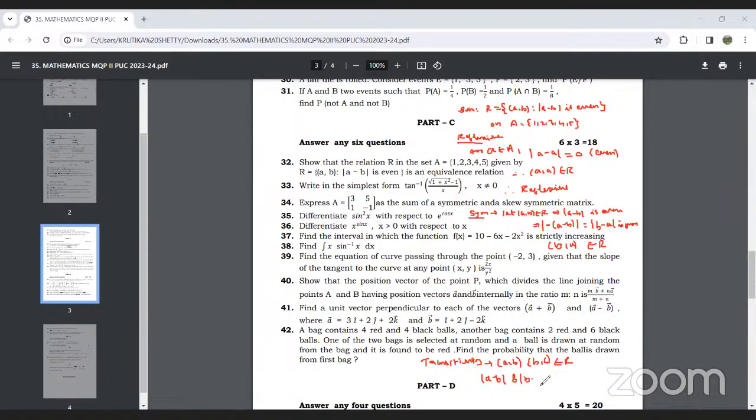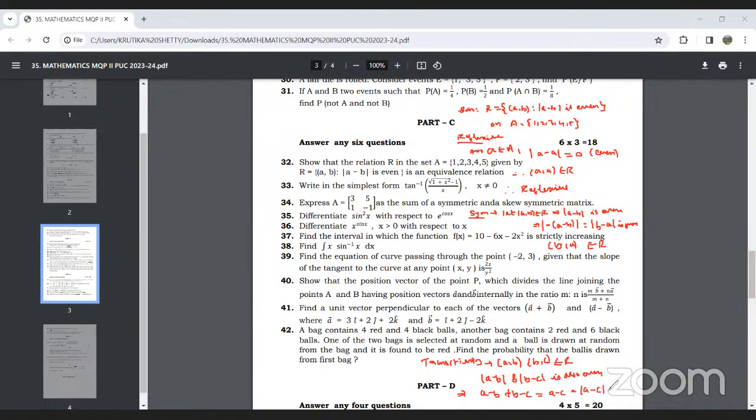Mod of B minus C is also even. Or see, A minus B, I can write it as A minus B plus B minus C. Now see, plus B and minus B will cancel, and we get A minus C, or I can consider it as mod of A minus C.